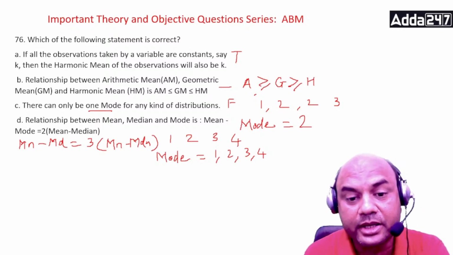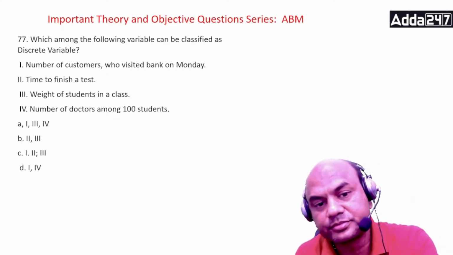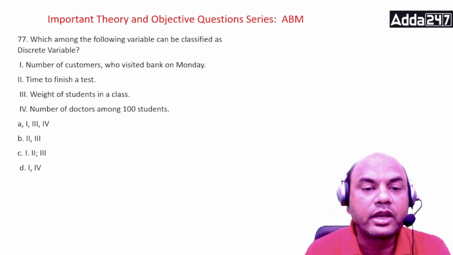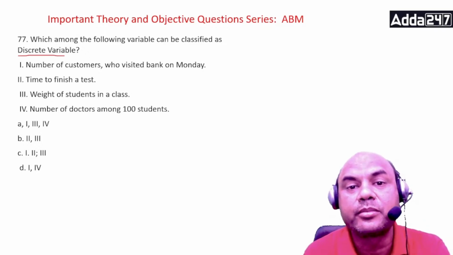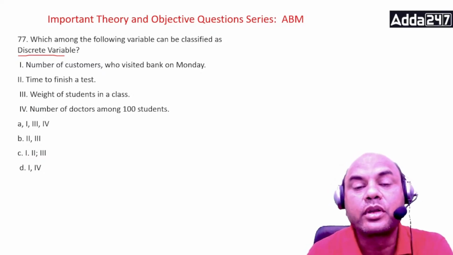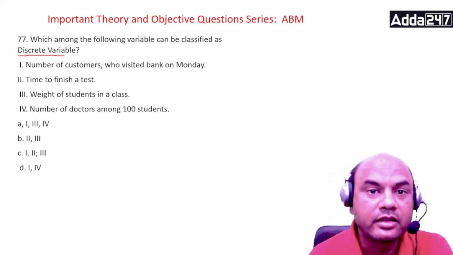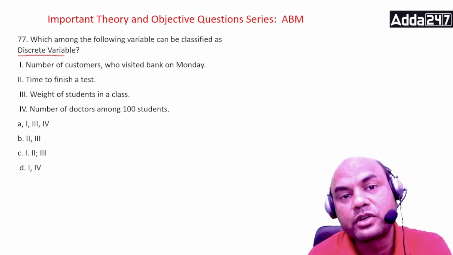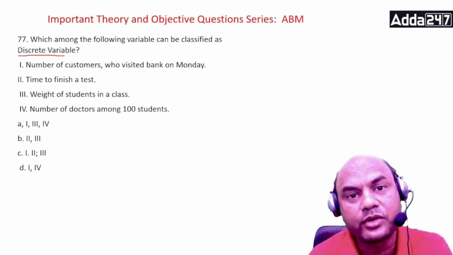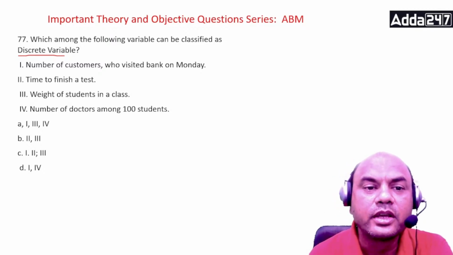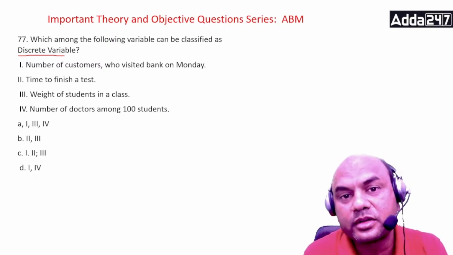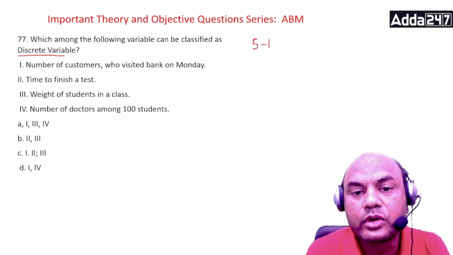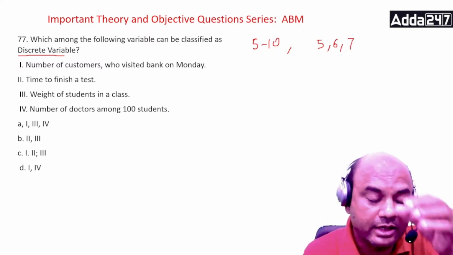Next one. See here, this was one of the biggest case studies. Which among the following variables can be classified as a discrete variable? Discrete means which can be counted as heads. I can count 12 mangoes, so these are discrete. But I can't count 200 grains of sugar. Do you count 200 grains of sugar? No. That's a continuous variable. Continuous means it has an interval, like 5 to 10. That is continuous. But 5, 6, 7 is discrete. That is the difference.